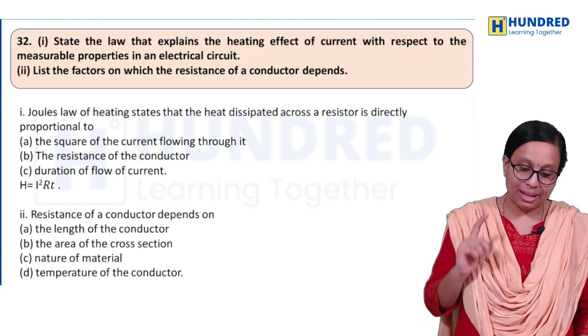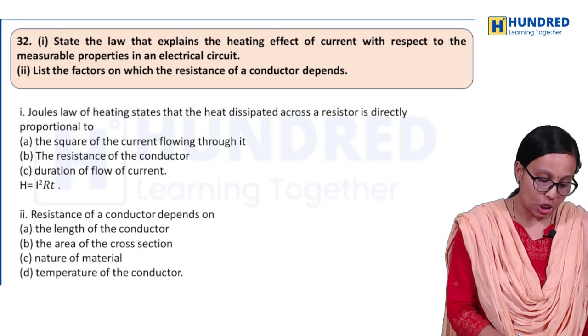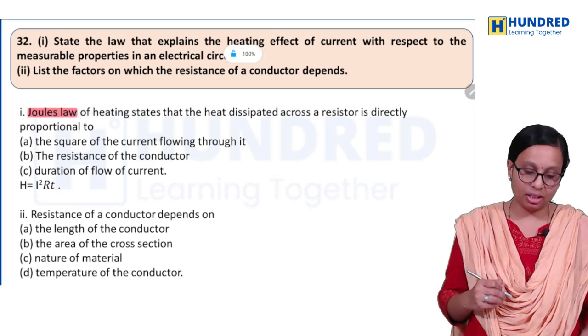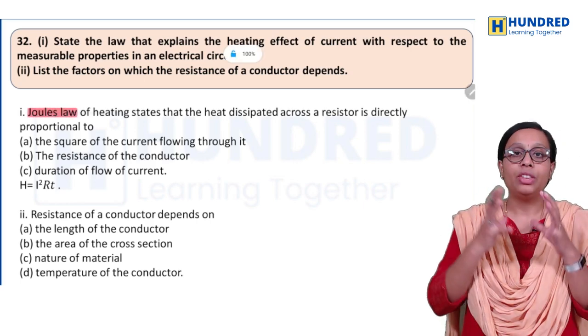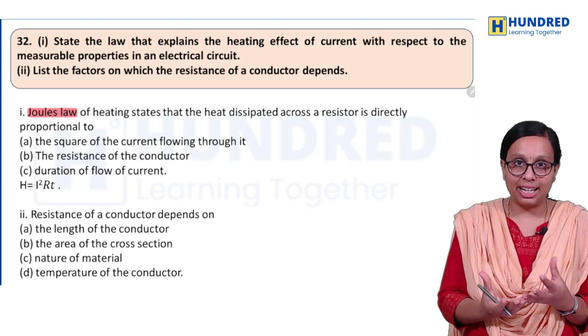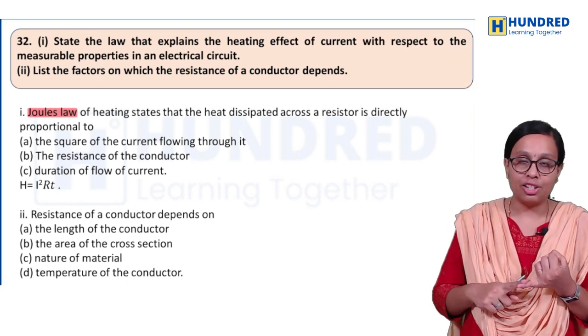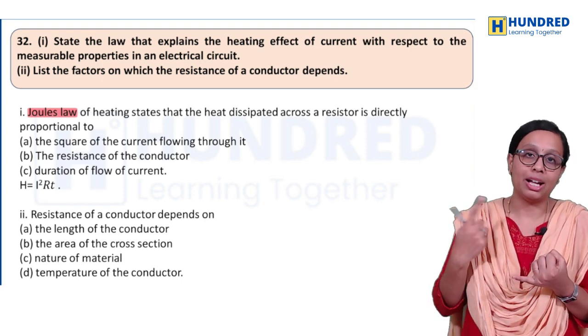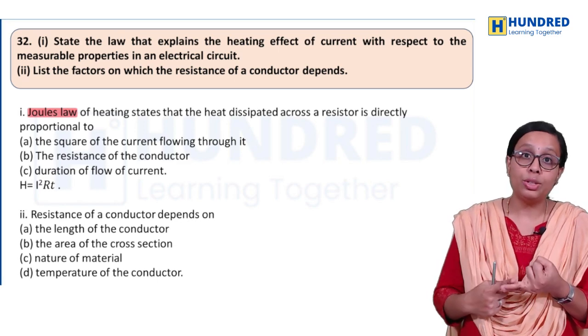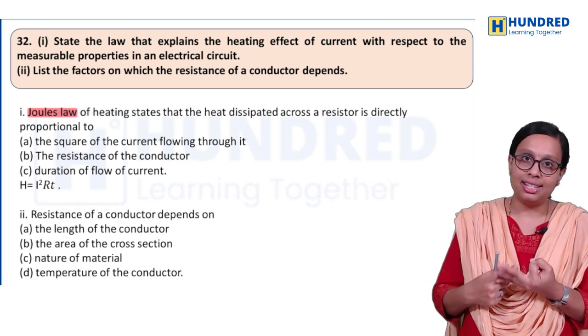State the law that explains the heating effect. So Joule's law explains the heating effect. So what does Joule's law tell? If your device is getting heated, the reason is you're charging it for a longer time or the current is passed through it for a longer time. And you're using it for a longer time. And then the resistance is more.